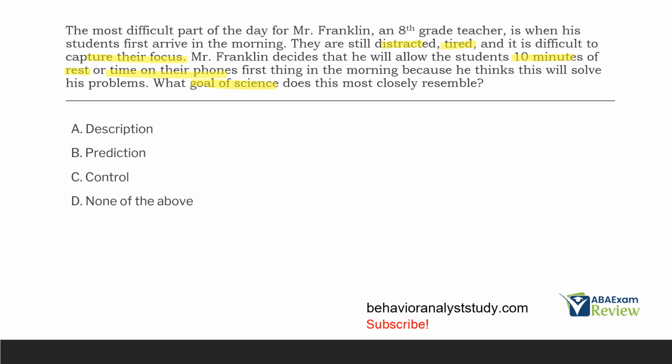So again, A, description, we're just describing a phenomenon. B, prediction, we're making a hypothesis, we're assuming correlations. C, control, we're actually experimenting, manipulating, and identifying any functional relationships. All Mr. Franklin has done here is predicted a correlation between free time and his students' focus and lack of distraction and removing of tiredness. So what goal of science does this most closely resemble? Well, B, prediction.